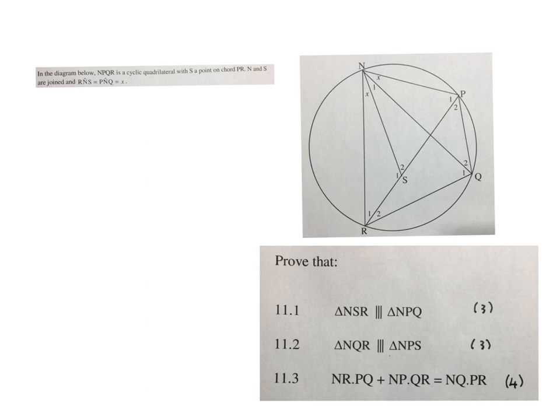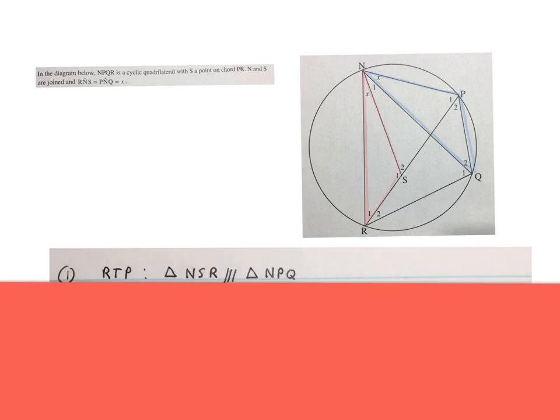Then they ask us to prove these three things, which we will now do together. So the first thing we have to prove is that we're required to prove that triangle NSR, the red triangle, is similar to triangle NPQ, the blue triangle.